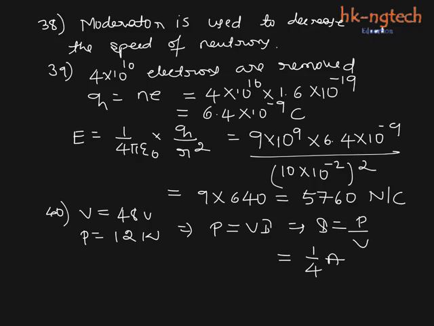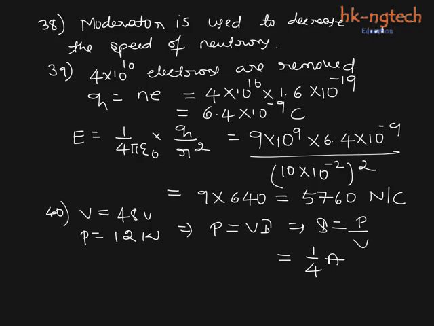That is the 38th question. In a nuclear reactor, the function of the moderator is to decrease the speed of the neutrons. It is nothing but the speed of the neutrons. I hope you have studied the theory of the moderator in the nuclear reactor. Okay, so the next question is the 39th question.